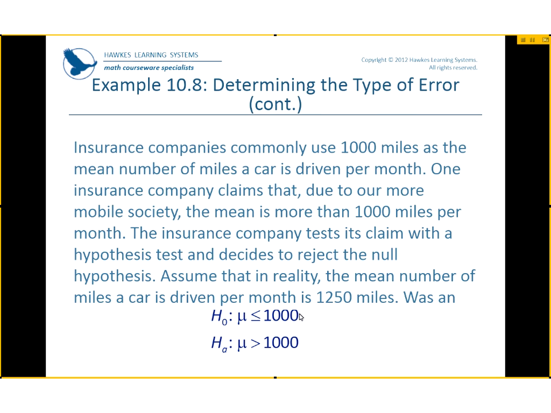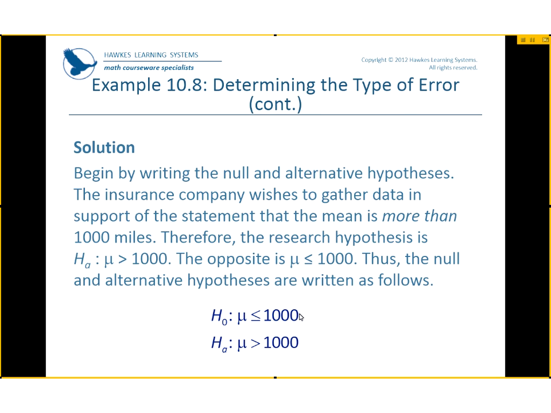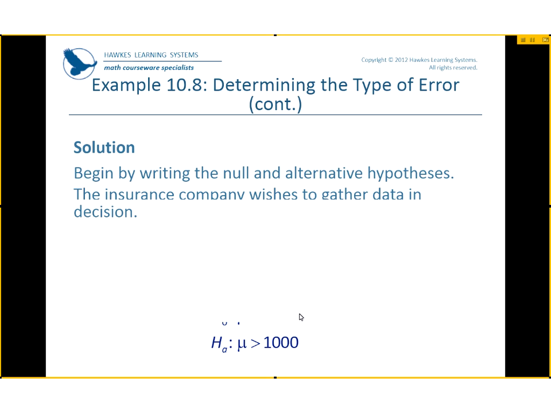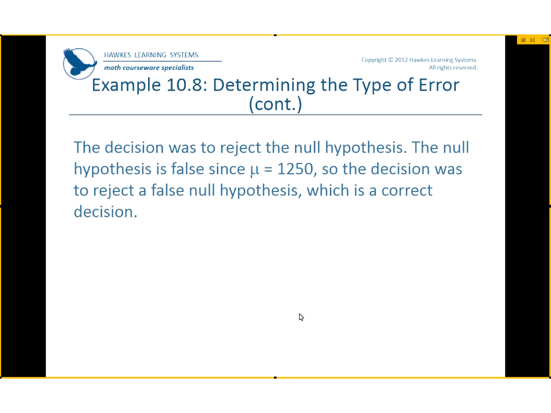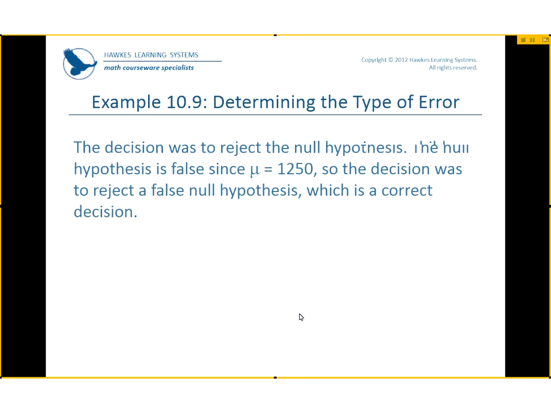First thing, make those hypotheses. Begin by writing the null hypothesis. So the insurance company wishes to gather data in support of the statement that the mean is more than 1,000. So your alternative is the mean is greater than 1,000, and your null is the mean is less than or equal to 1,000. Okay, we rejected the null. The null is false since the mean is 1,250 miles. So the decision to reject the null hypothesis was a correct decision.